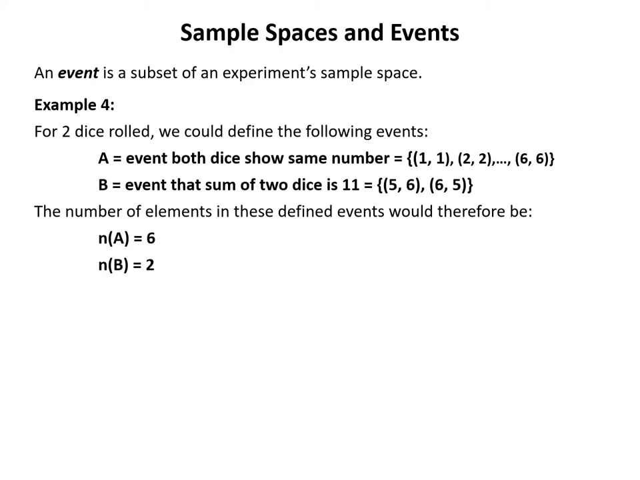We can also define another event B, which is the event that the sum of the 2 dice is 11. And that would be the set of outcomes 5 and 6, and 6 and 5. And then we could state the number of elements in these defined events. The number of elements in A would be 6, and the number of elements in B would be 2.